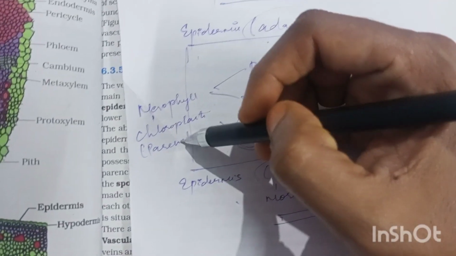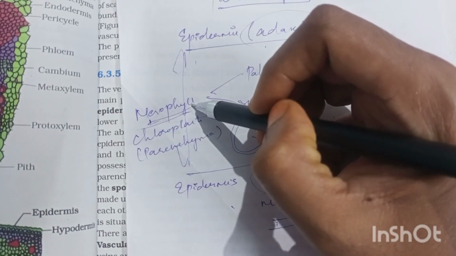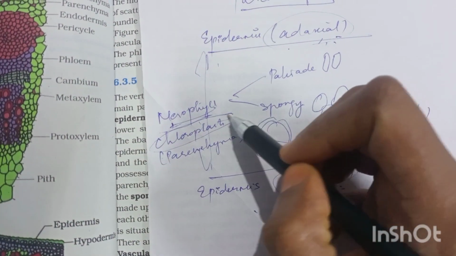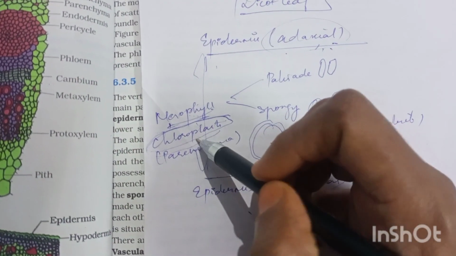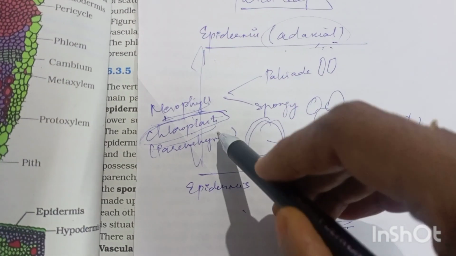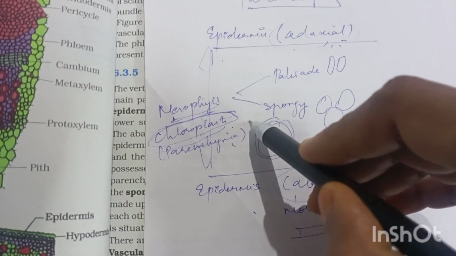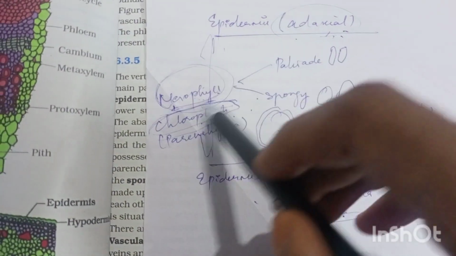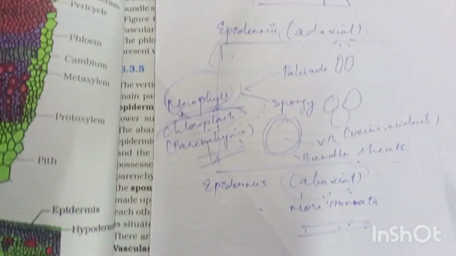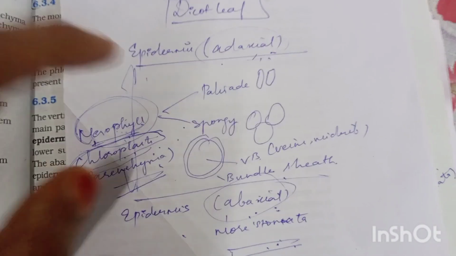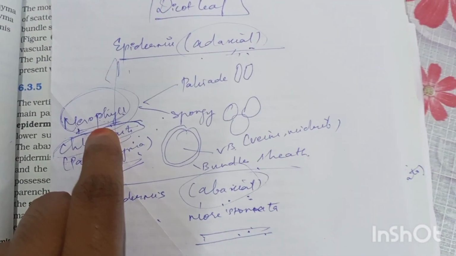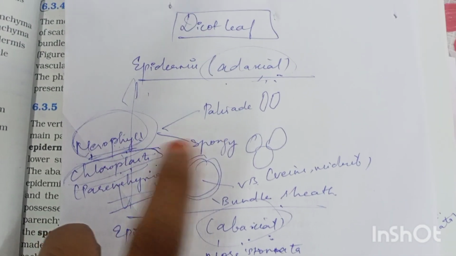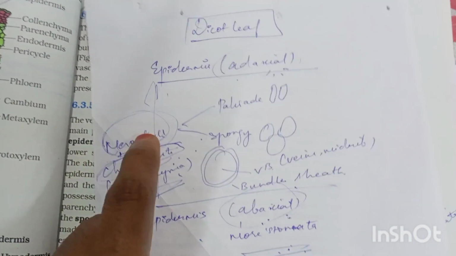So the region between the two epidermis is commonly known as mesophyll. Why is it named mesophyll? Because it contains chloroplast. All the cells of this mesophyll contain chloroplast. Since chloroplast is present, they are capable of doing photosynthesis, and the cells of the mesophyll are made up of parenchyma.